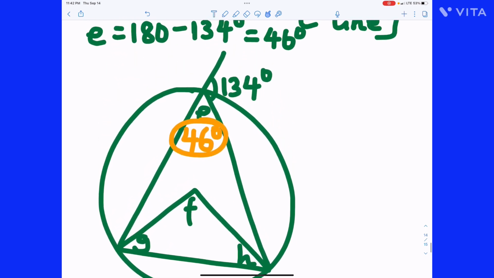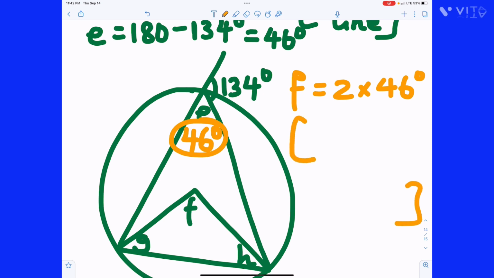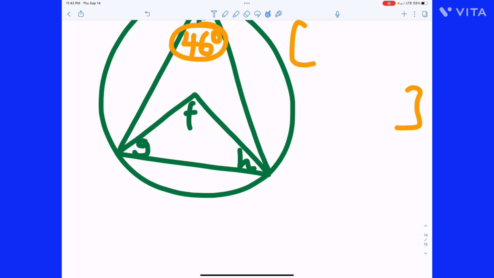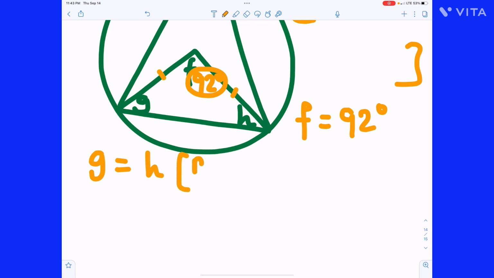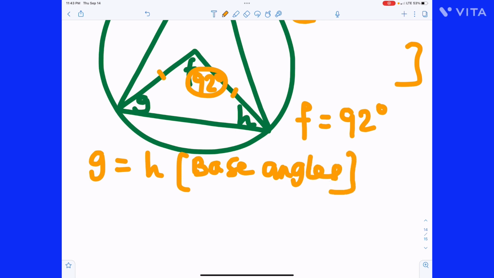Now, moving forward, F should be 2 times what? 46. Angle at center is twice angle at circumference. So you write the reason yourself because of time. That gives you what? F is equal to 92. So this is 92 degrees. You understand? This is a radius, this is a radius. So G is equal to H. They are what? Base angles. G is equal to H. Both are base angles of an isosceles triangle.